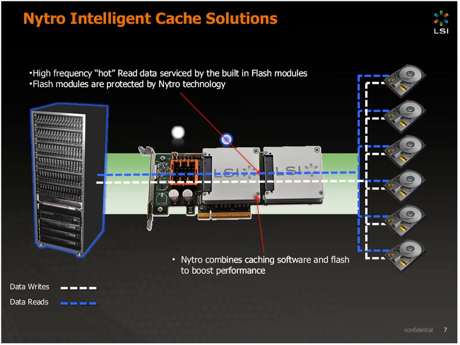So, Nitro Intelligent Cache Solutions. Where Nitro fits in is between the server and the hard disk. And the Nitro technology actually looks at LBAs on disk and caches the hot LBAs on the flash device. So over time, the hot data will be on flash and subsequent access will be retrieved from the flash. That's where you get your performance.